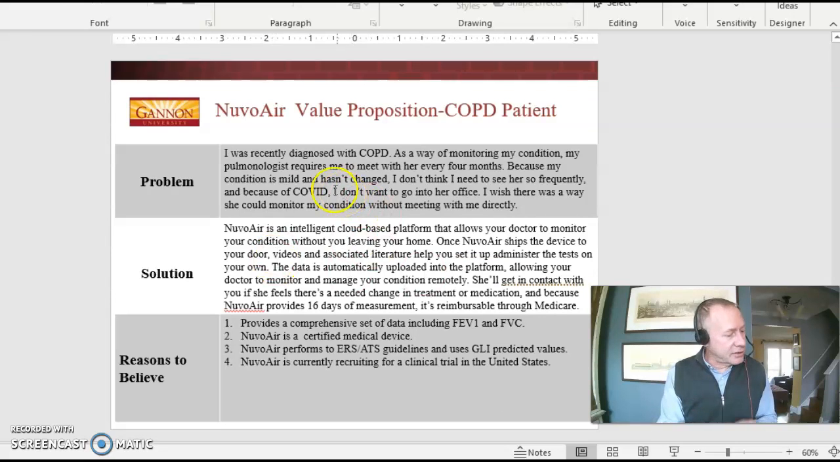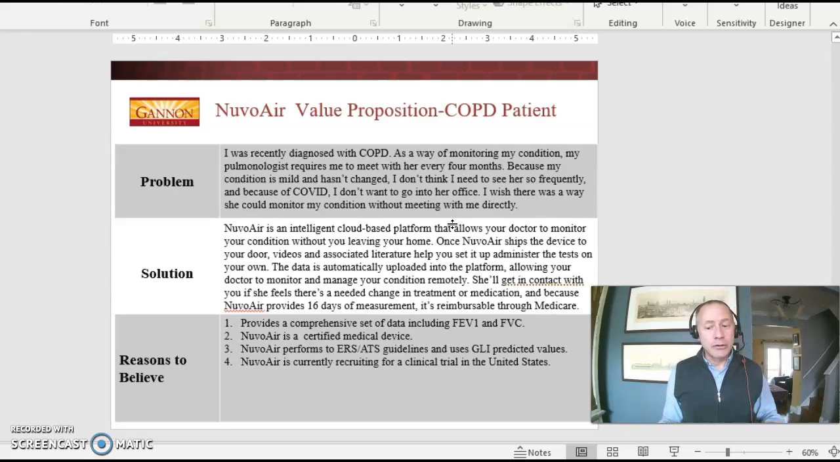So the problem is still in the same kind of brackets, right? And so now we have the problem or the insight. I was recently diagnosed with COPD. This is a patient then. As a way of monitoring my condition, my pulmonologist requires me to meet with her every 4 months. Because my condition is mild and hasn't changed, I don't think I need to see her as frequently. And because of COVID, here's the problem, right? I don't want to go to her office. Well, I wish there was a way she could monitor my condition without meeting me directly.